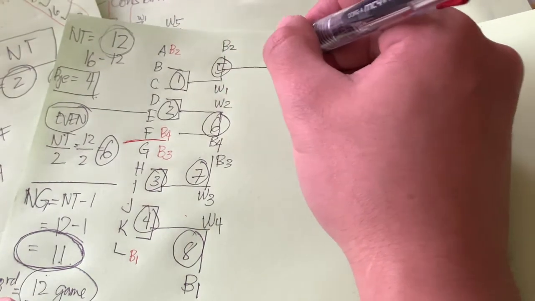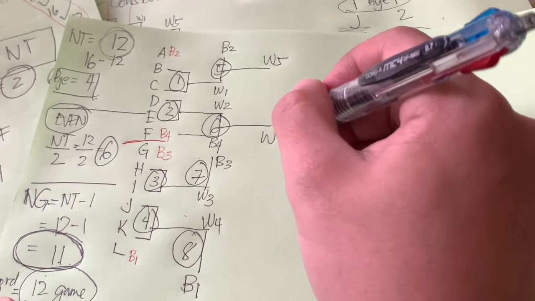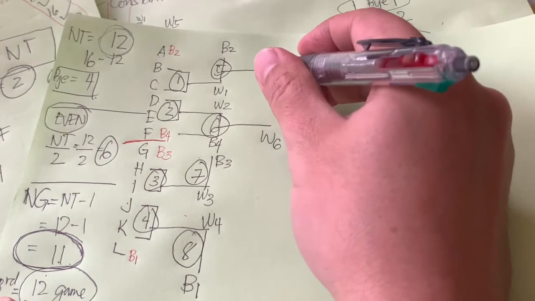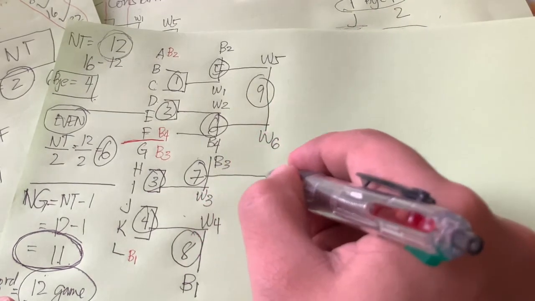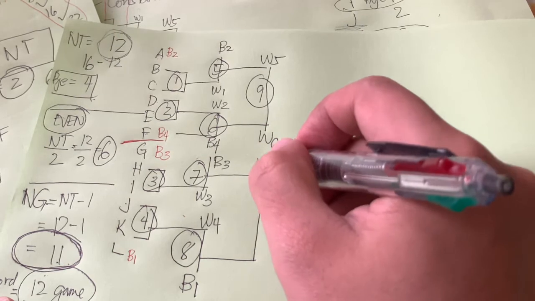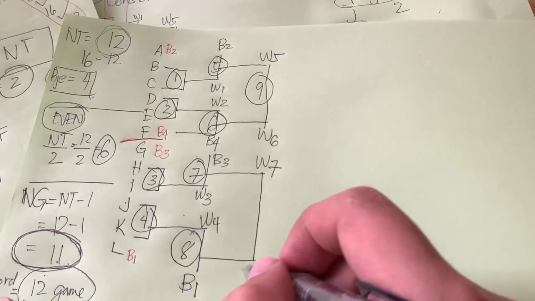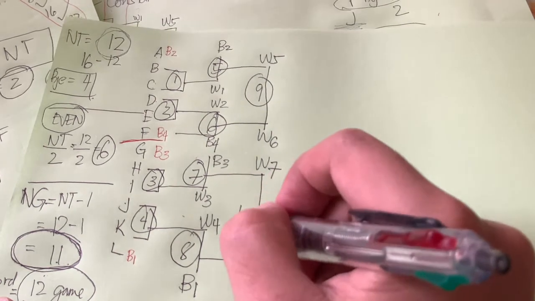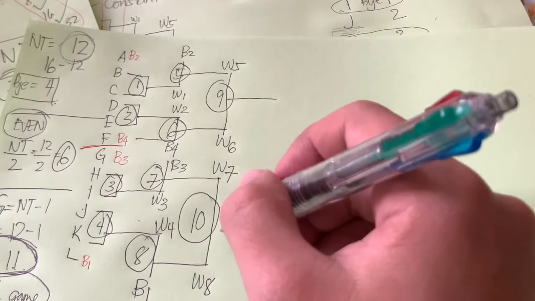Somebody who wins here will be called winner 5, and here will become winner 6 for game number 9. They advance to the third round. This will be winner 7 and winner 8 for game 10. The winner here, this is what I'm talking about.